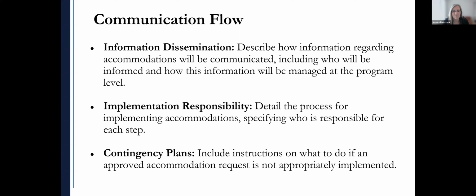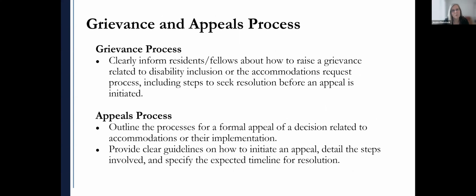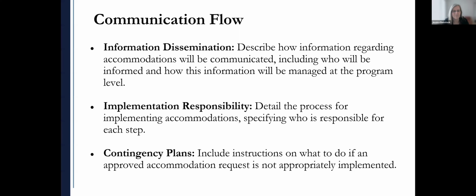Policies should also spell out who's responsible for actually implementing accommodations. Residents shouldn't be left wondering who's supposed to make something happen once an accommodation is approved. And also, it's important to plan for when things don't go as expected. Policy should include contingency planning, clear instructions about what a resident or fellow should do if an approved accommodation isn't implemented appropriately, so that they're not left to troubleshoot on their own.